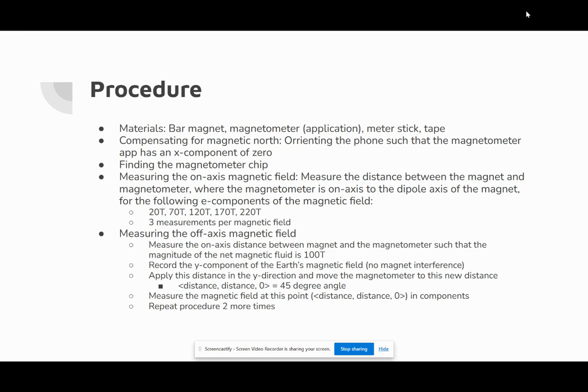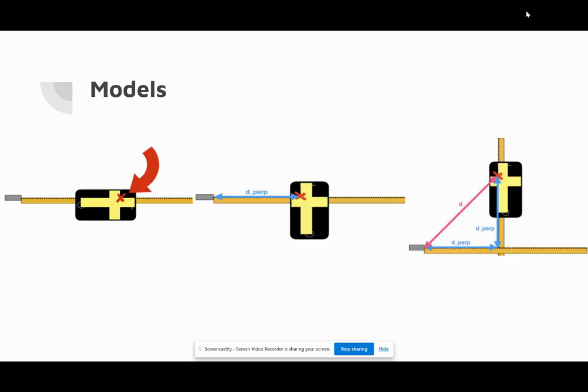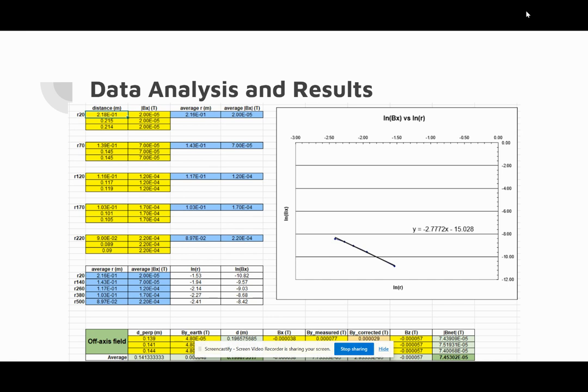So we measured the on-axis distance between the magnet and the magnetometer, such that the magnitude of the net magnetic field is 100 teslas. Here are some of the visual modules that we used. And then here's the data analysis and results, given the Excel file and the graph.